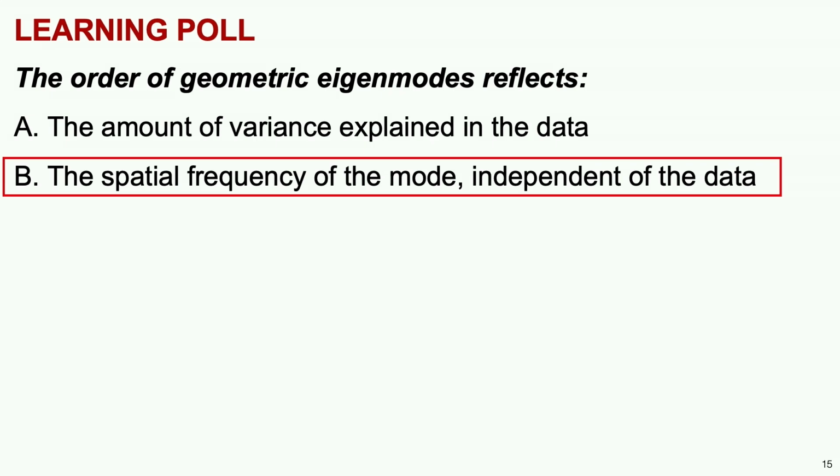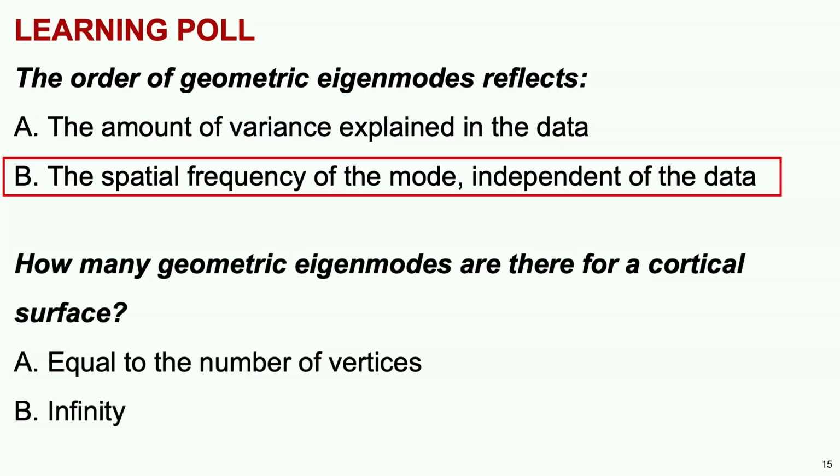So again, the modes are ordered naturally without any fiddling around, and it only represents the spatial frequency from low frequency to high frequency. I have another question, and it's something that I didn't mention. How many modes do you think there are for a cortical surface with, say, 100,000 points? Is it A, equal to the number of vertices that you have, or B, I can have as many as I want until I die? Who says A? And who says B? Good point. So it looks like I didn't succeed.